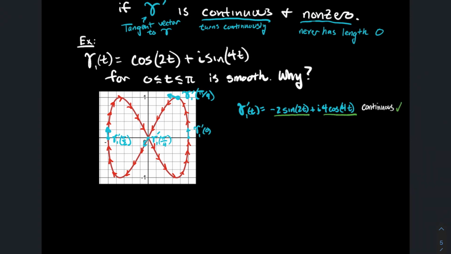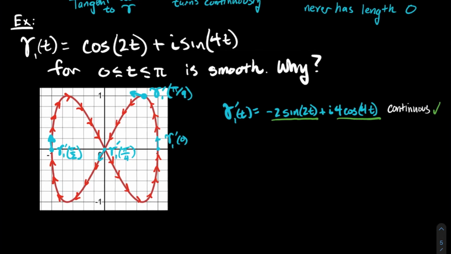So analytically, the first part here, when I look at gamma prime, I just need to look at the components: minus 2 sine of 2t and 4 cosine of 4t. I know that each of those individually are continuous functions, and therefore gamma prime is continuous. So continuous is good. The next thing we've got to do is, are there any spots t where gamma prime of t is 0? And when I say 0, I mean the complex number 0, or the origin, 0 plus 0i.